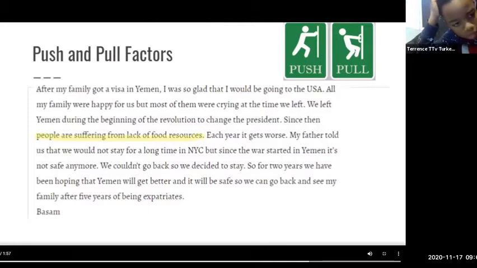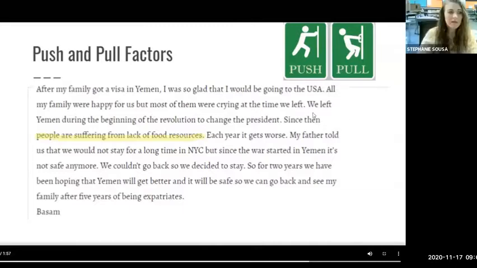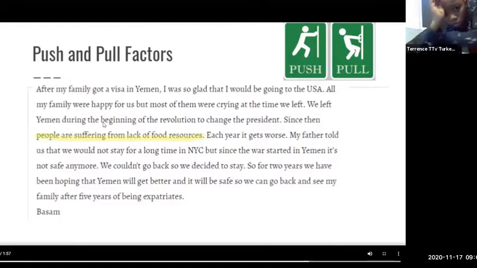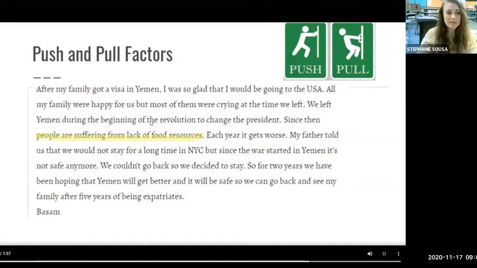The reason he had to leave was because they had a war and it wasn't safe anymore. Yeah, it says right here. When there was a change of president and a revolution, there was a war that started and it wasn't safe for them. So they had to leave so that they could keep their bodies safe and their lives protected.